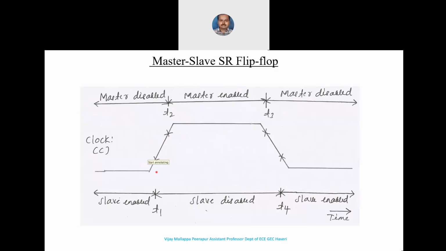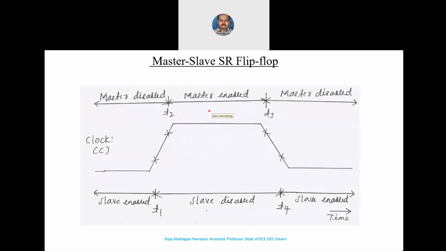As I said here, for this one, during the rising edge of the clock pulse, the master is enabled and the slave is disabled. And also there is a section of time where both the master and the slave are disabled. The one important point you should remember with respect to the master slave clock is that during the rising edge, the master is enabled.